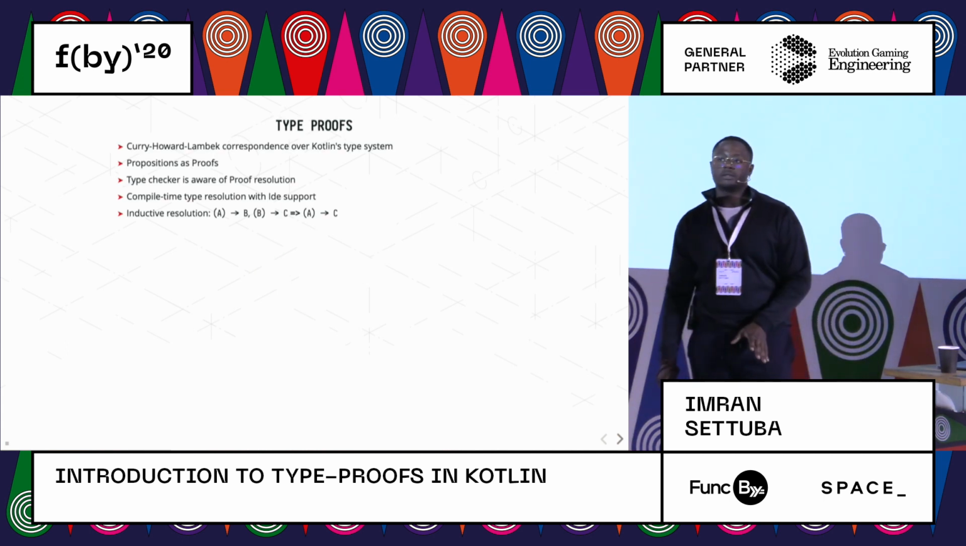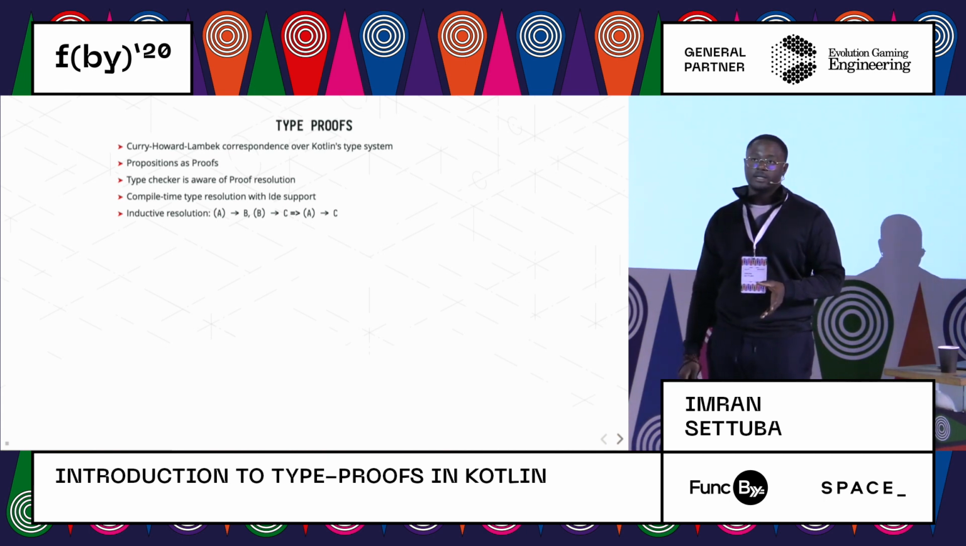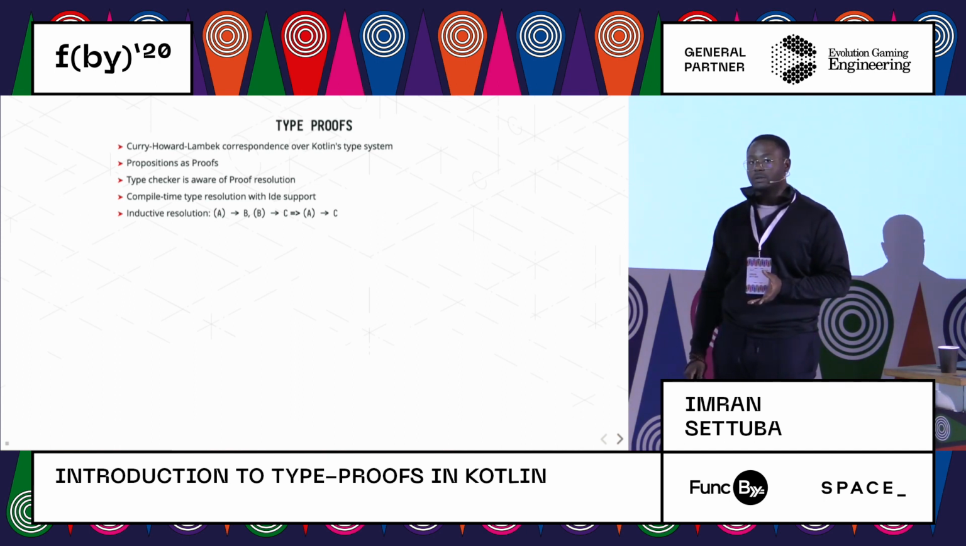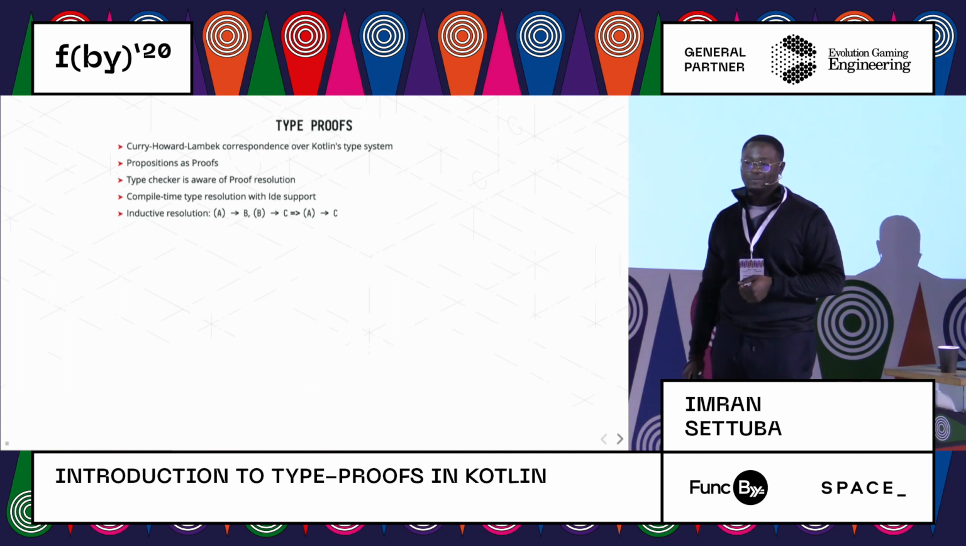Now, at a more granular perspective, type proofs are nothing else as an implementation of the Curry-Howard-Lambek correspondence. In this talk, we'll be looking at it as this, that there is a correspondence between type theory, closed category theory, and essentially logic. And what type proofs allow us to do is to eventually write those proofs into the Kotlin type system.